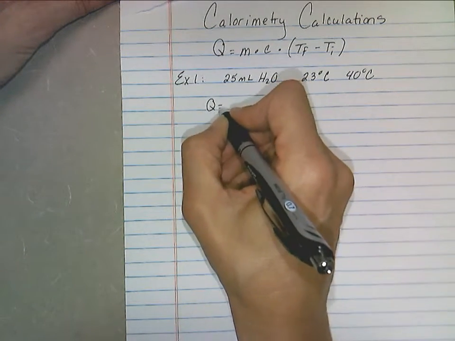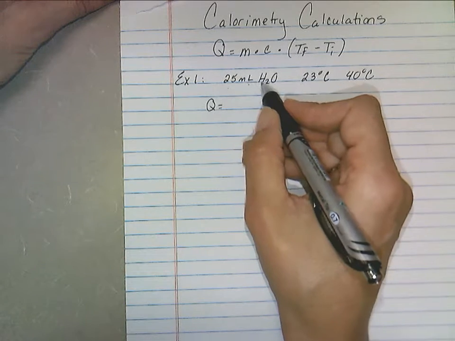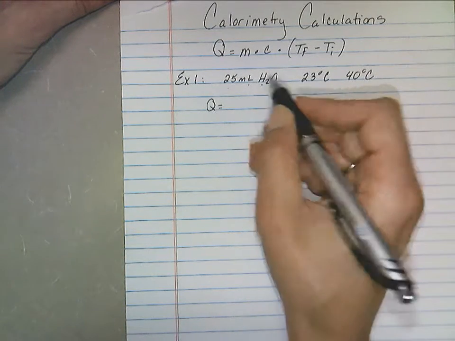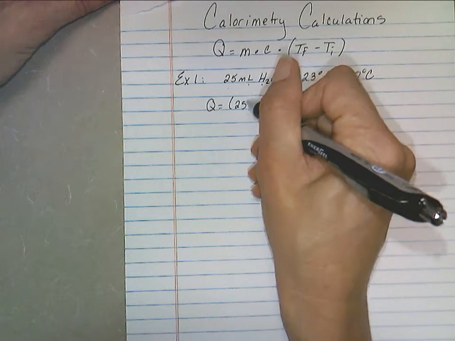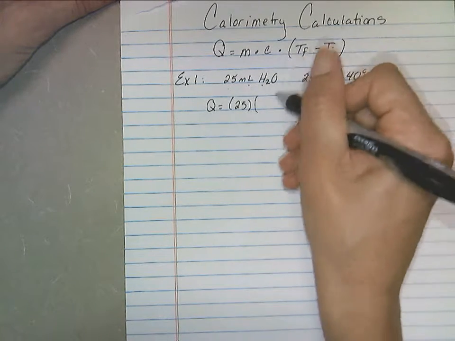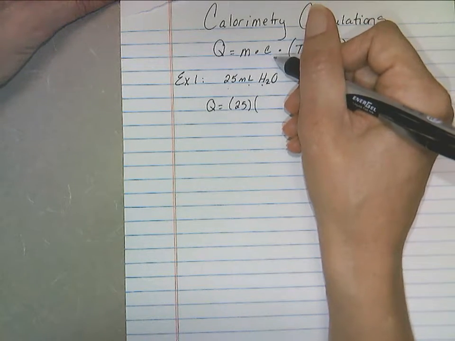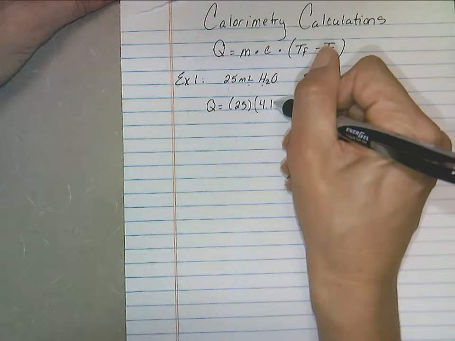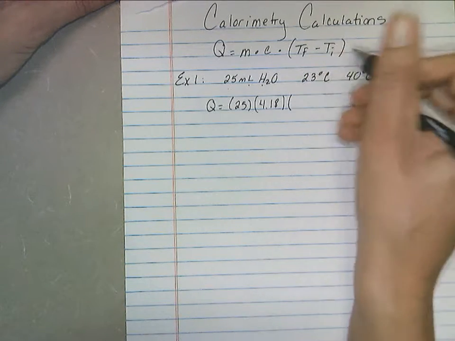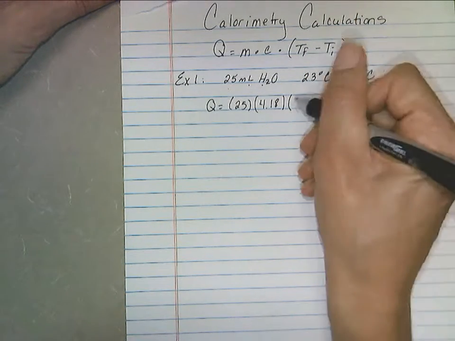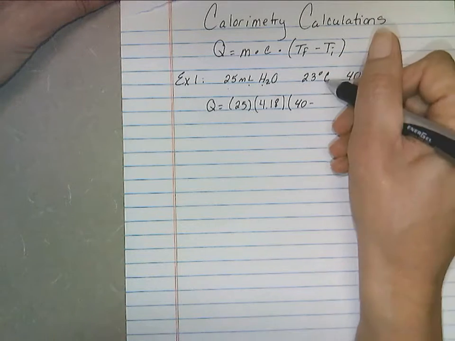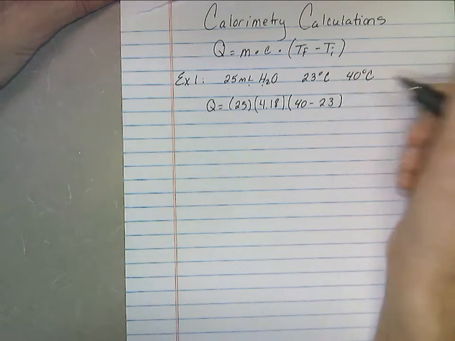So I'll plug in my values. Remember, 25 milliliters of water, because density is 1, is also 25 grams. That's the mass. The specific heat of water, which will always be given to you, is 4.18. The final temperature, that was 40. And the initial was 23.